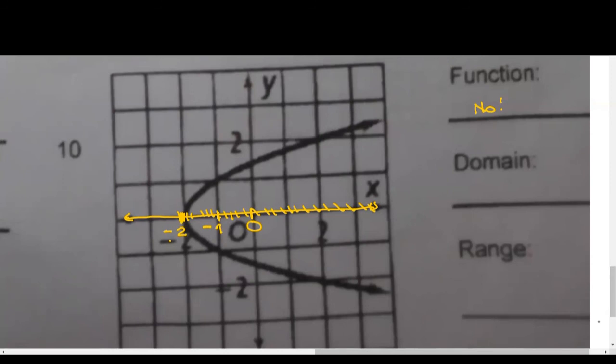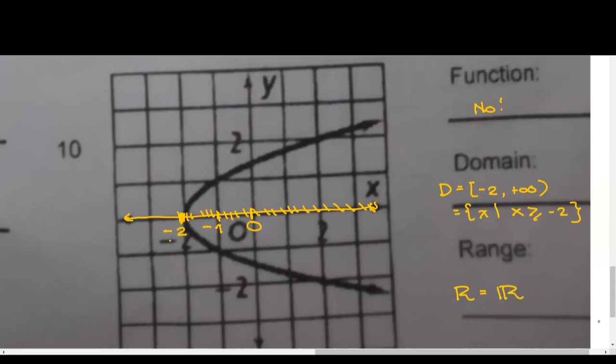So the domain is, interval notation na lang ulit ang gagamitin ko, from -2 to +infinity. Or pwede rin ganito, set notation: set of all values of x such that x is greater than or equal to -2. Alright? Okay, what about the range? So ang range, this is the set of all real numbers.